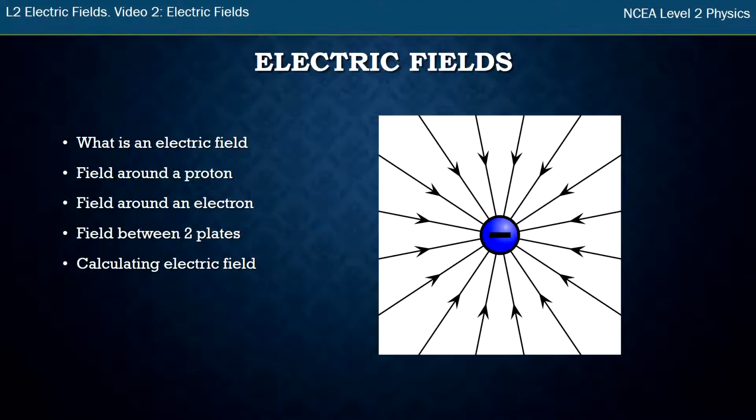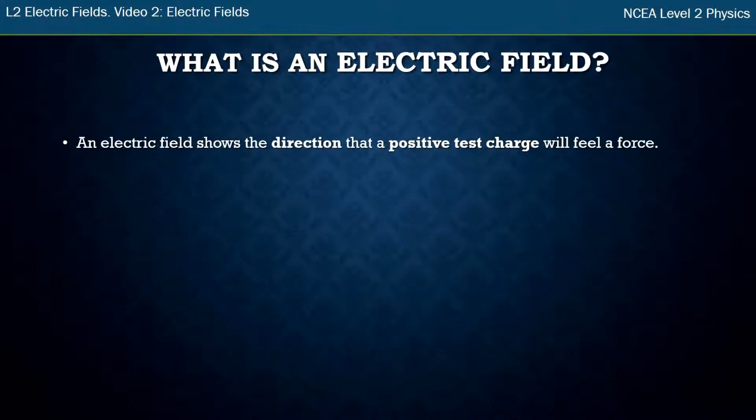This is the second video in the electric fields series where I'm going to introduce you to electric fields. So we're going to look at what an electric field is, the fields around a proton, an electron, and between two plates, and then how to calculate an electric field. So the definition of an electric field is it's the direction that a positive test charge will feel a force.